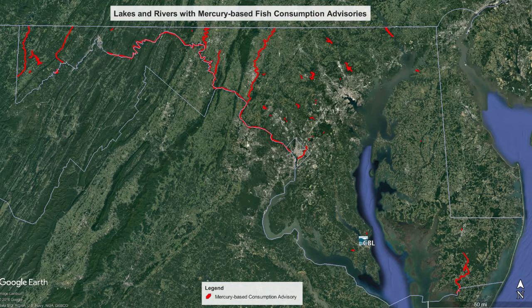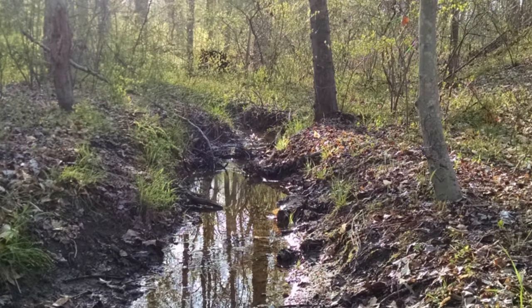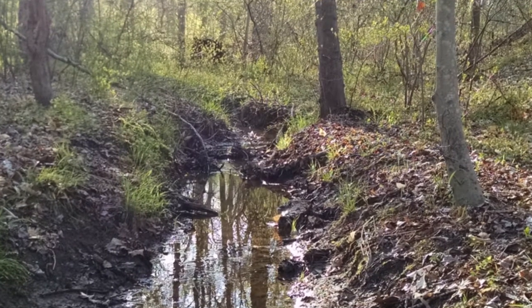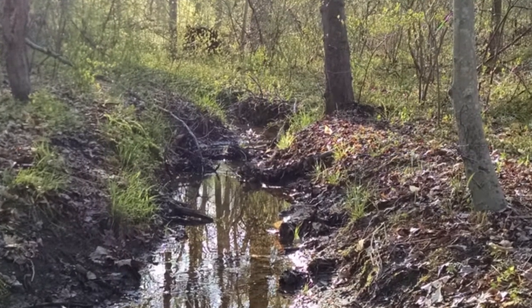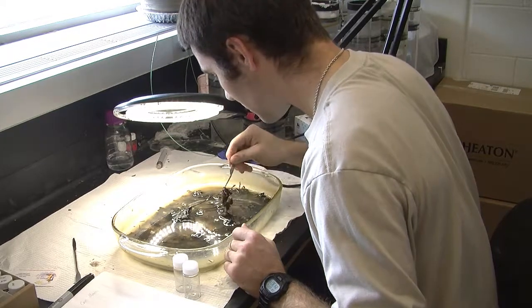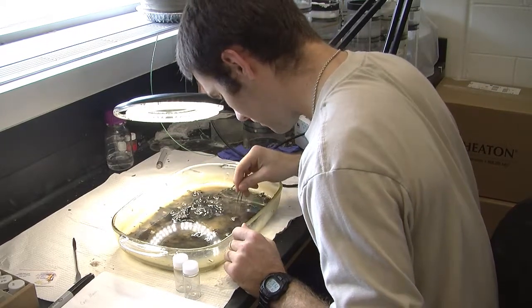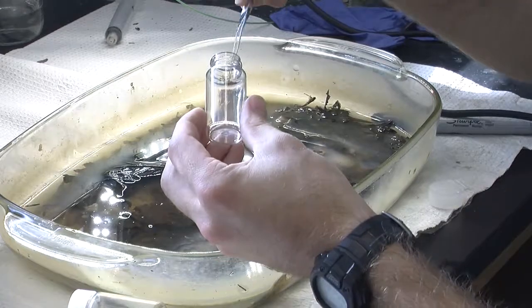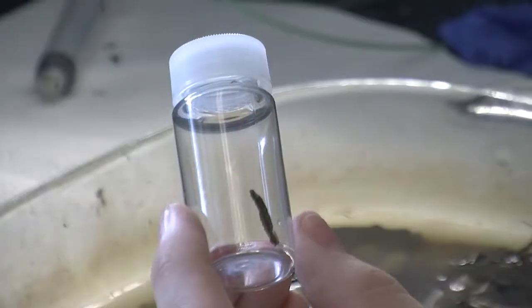And if they see communities that are similar to ours, this could give them an idea of, okay, this stream should be relatively safe for mercury consumption. If we're seeing these other insects and they're present throughout the survey time, maybe looking at the concentrations in those insects could help understand what's going on in the fish.